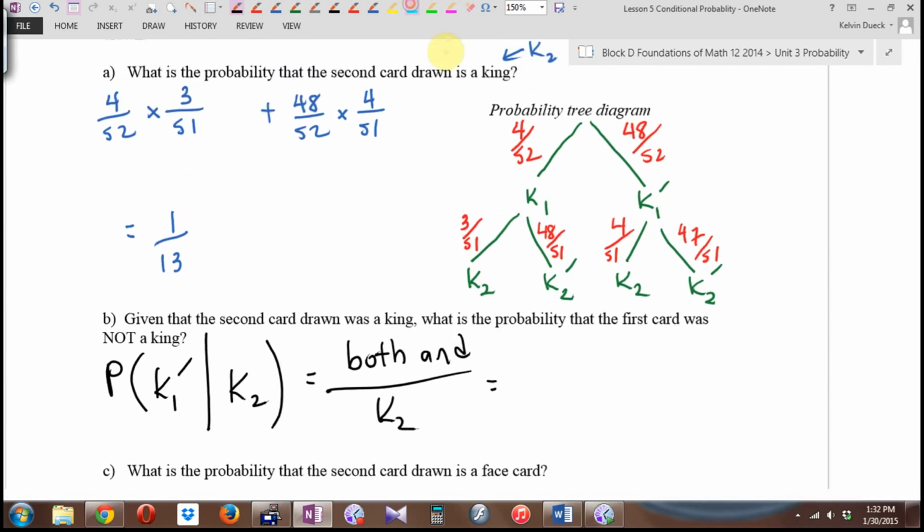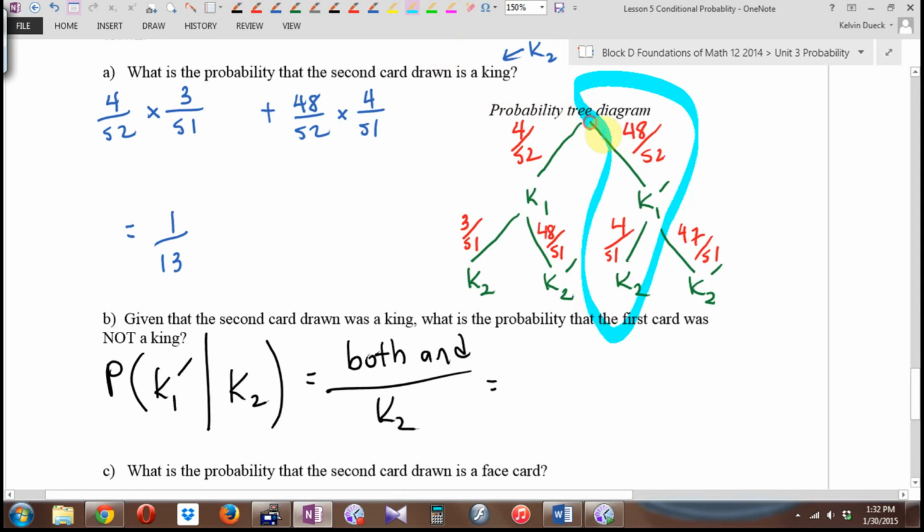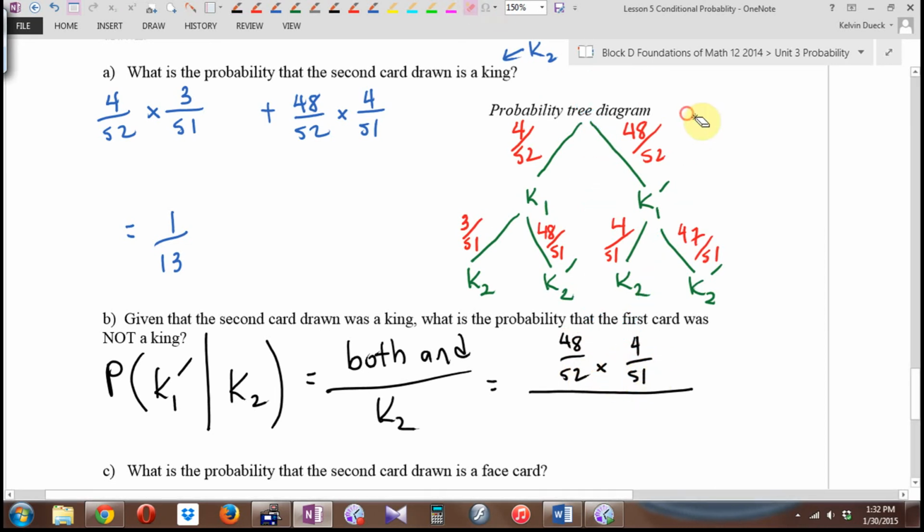What we're really talking about, Taylor, is that branch there. It's going to be 48 over 52 and times 4 out of 51. The top of this fraction is going to be 48 out of 52 and 4 out of 51. There's the first part of what's often called Bayes' law, or conditional probability.